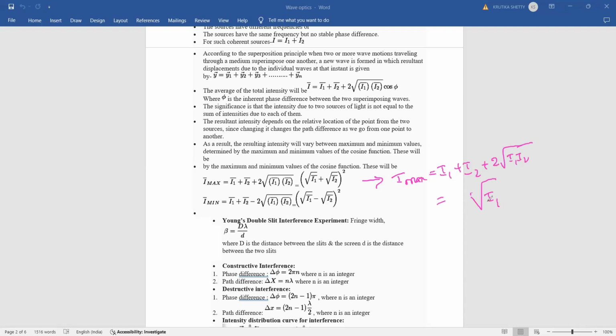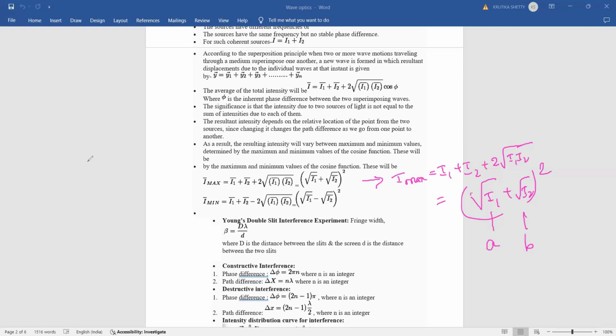So what is (a plus b) whole square? It is a square plus b square plus 2ab. Here, a is root of I1 and b is root of I2. After squaring, the root will go. So now we get I1 plus I2 plus 2 root of I1 into I2. This is for the maximum intensity of the light.